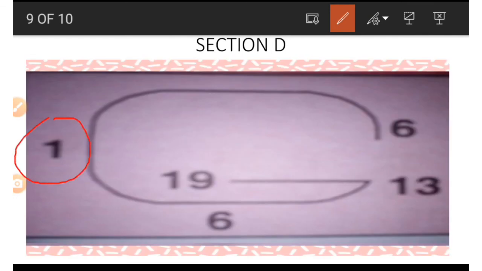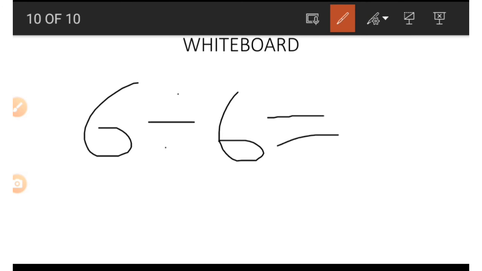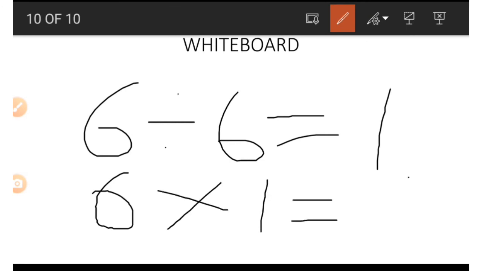To get the 1, all right, that's not difficult at all. We have to divide the 6 by the other 6 at the extreme end. All right, so 6 divided by 6, that gives us 1. So that's how you get the 1. And to get the other 6, you simply multiply the 1 by the 6, and so that gives us 6.